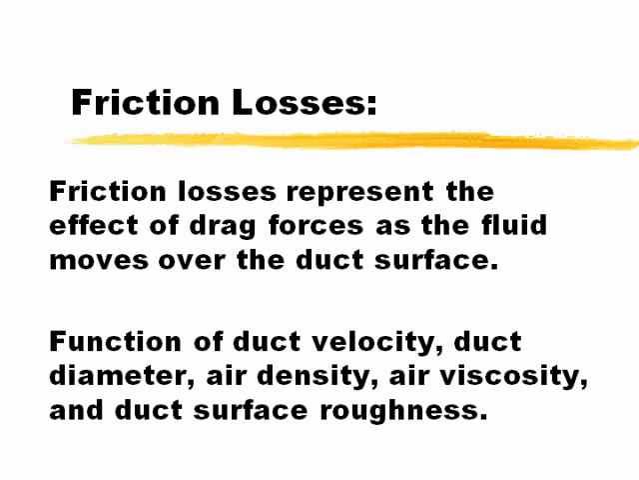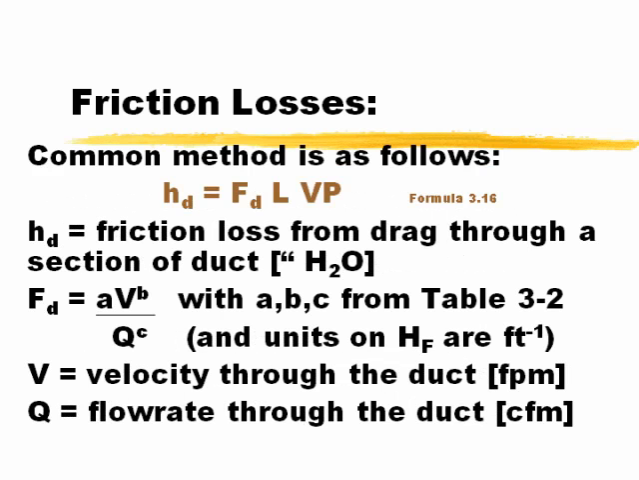So friction losses represent the effect of drag forces as the fluid or the air moves over the duct surface. So it's a function of duct velocity, duct diameter, air density, air viscosity, as well as the surface roughness of our ductwork. So if we have a section of ductwork and it has substantial wear and the inside of the ductwork is quite rough in surface, and we're moving air through that system at a pretty high velocity, then we can expect a relatively high friction loss versus moving air through a smooth section of ductwork at a lower velocity.